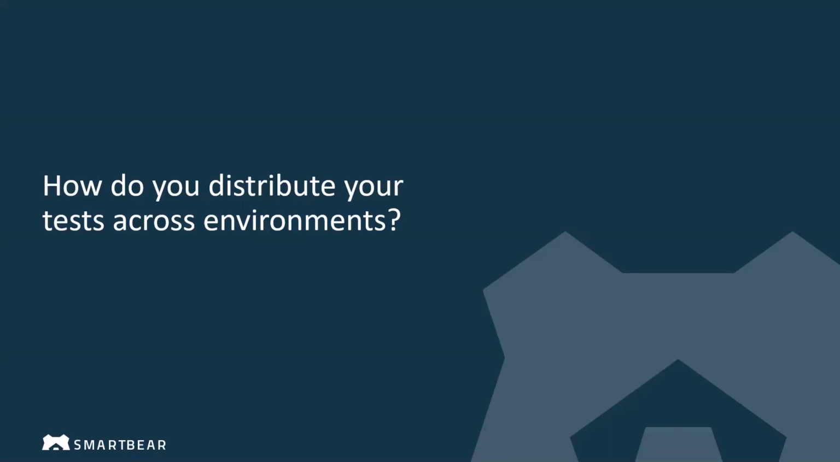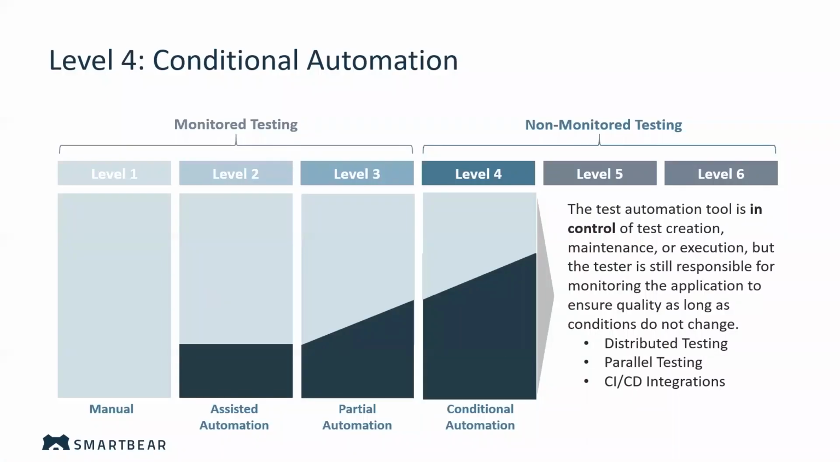So I'm going to move forward and let's just jump to the next slide where we look at the next level of automation. So we're currently at level 4. And this is where we call conditional automation. So in this level, the test automation tool is in control of the test creation, the maintenance, or the execution. But the tester is still responsible for monitoring the application to ensure quality as long as conditions do not change. Okay, so this is where you have the likes of distributed testing, parallel testing, and working with your CI/CD pipeline.